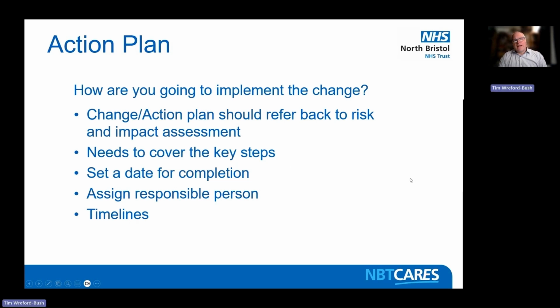So we've done our impact assessment, and if we've done it right, you've got all the risks and then you've got the mitigations. Those mitigations then become basically your action plan. So how are you going to implement this change? Your change action plan should refer back to risks and impact assessment, and you need to cover the key steps. Set up a date for completion, assign responsible persons, and put in the timelines.